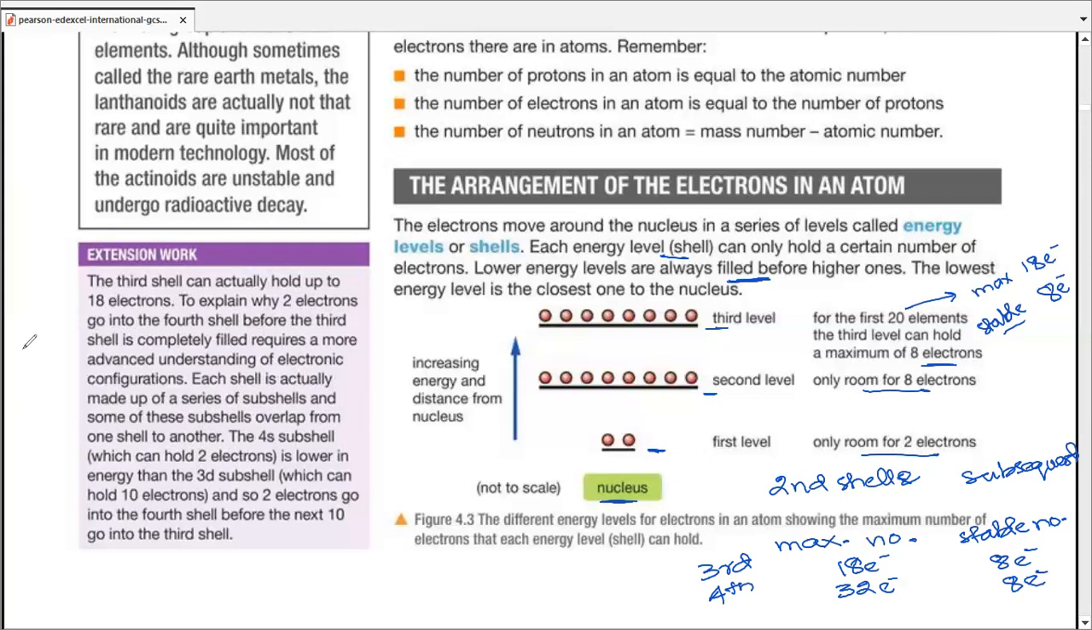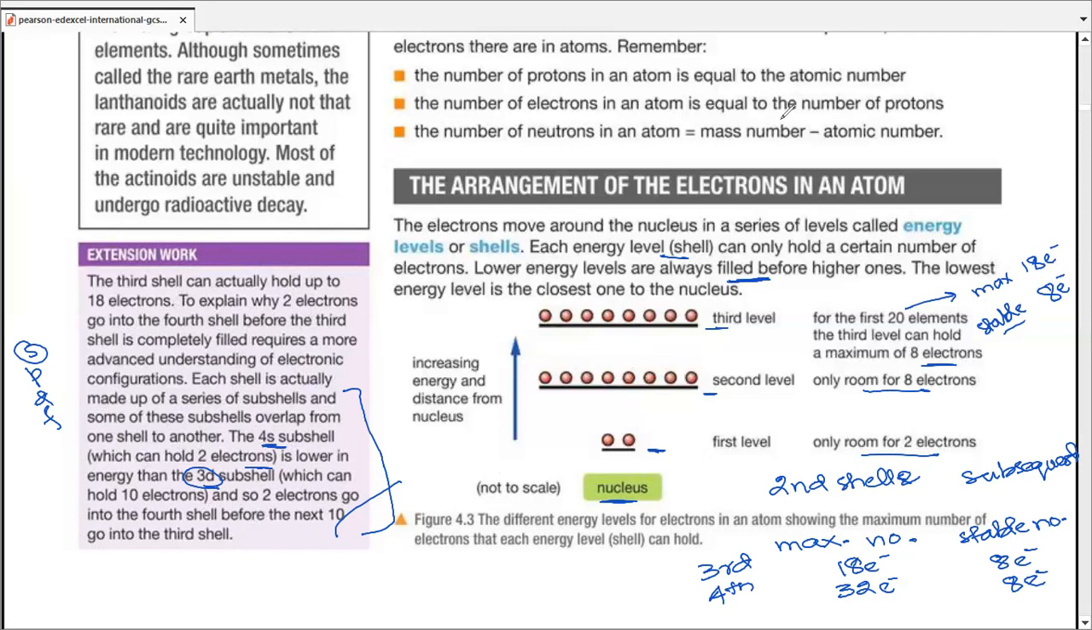They have different names. The subshells are S, P, D, F. We name them differently. So the fourth S subshell, in case of the fourth shell, can hold 2 electrons, and is lower in energy than the 3D one. So we can start filling the fourth shell even before we completely fill the third shell. That's why this happens. However, this is usually not asked in exams, so you only need to know how to fill them instead of the whole reason, which is actually a kind of advanced understanding.